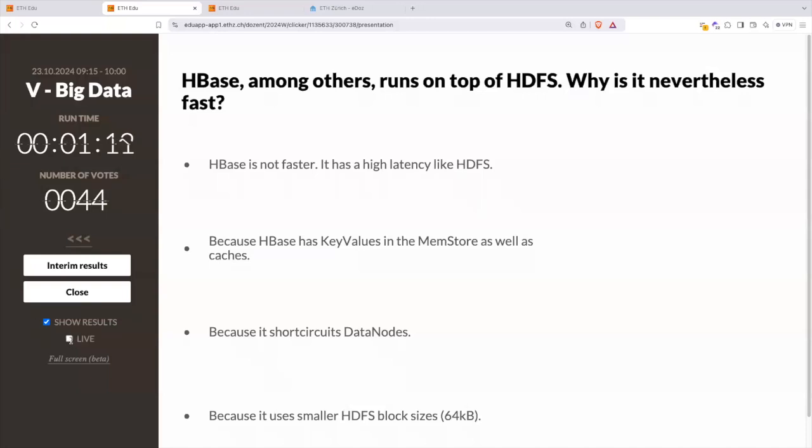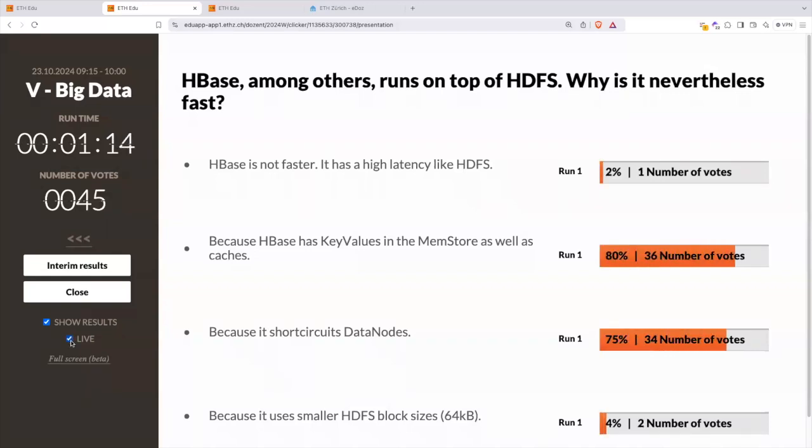Let's look at the intermediate results. We have two very popular answers, and both are in fact correct. The first thing is that there is this batch processing way of writing the data. You don't write it to HDFS every time. Instead, you accumulate in memory, and when the mem store is full, you flush. So this is one way.